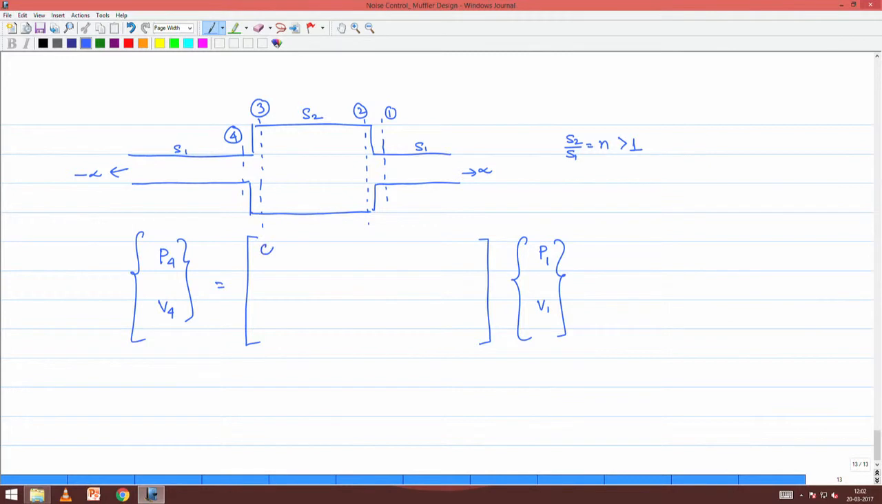and here you will have the entries as cos KL, cos KL, i Y sin KL, and here we had i by Y sin KL, right. Just to make sure that we do not confuse between the two Y's, remember that there are two cross sectional areas that we are talking about. The cross sectional area of the expansion chamber is denoted as S2, the cross sectional area of the inlet and the outlet are S1, right. Accordingly, the characteristic impedance in both these segments will be different. The characteristic impedance in the expansion chamber segment will be marked as Y2, and the characteristic impedance in the inlet and the outlet will be marked as Y1.